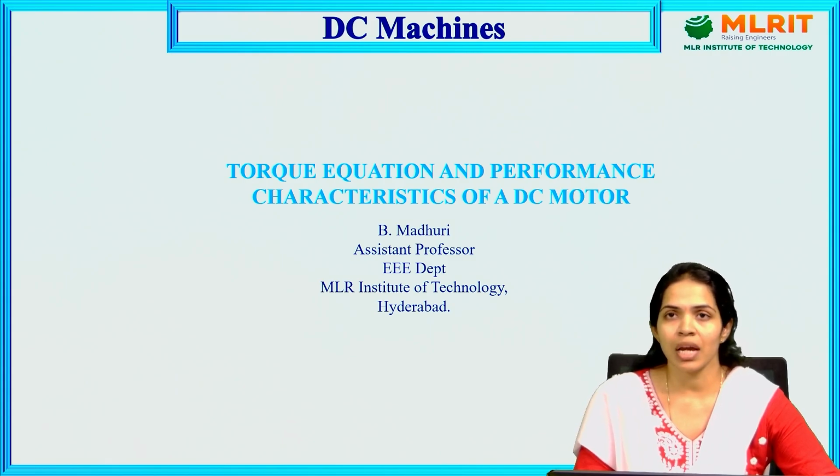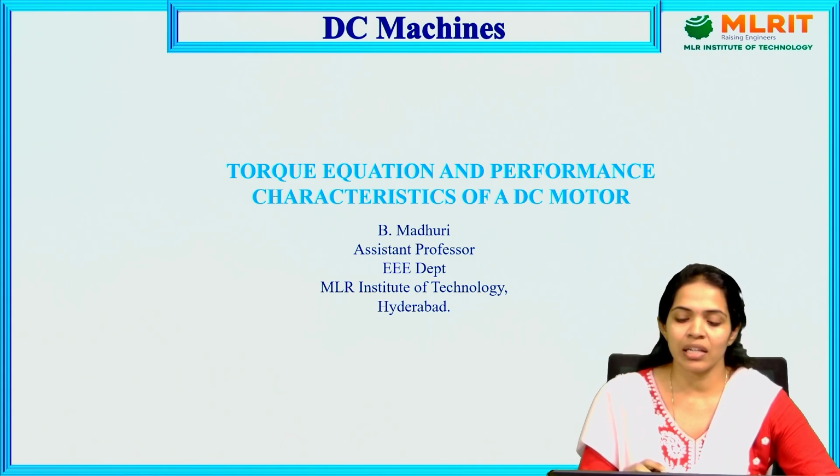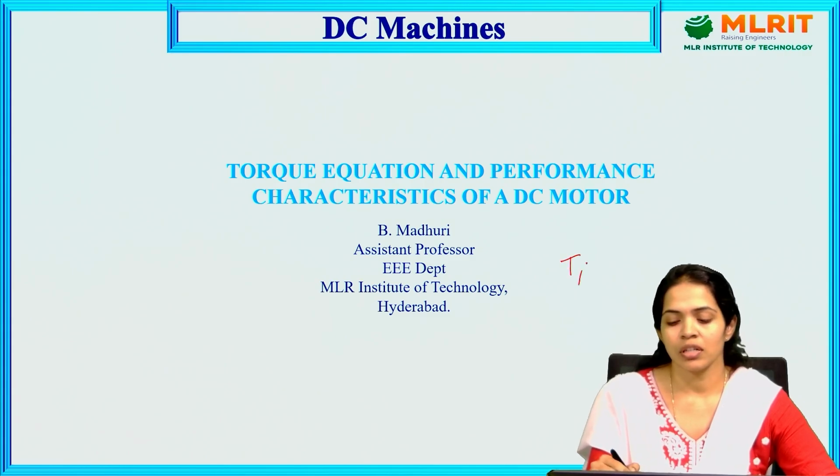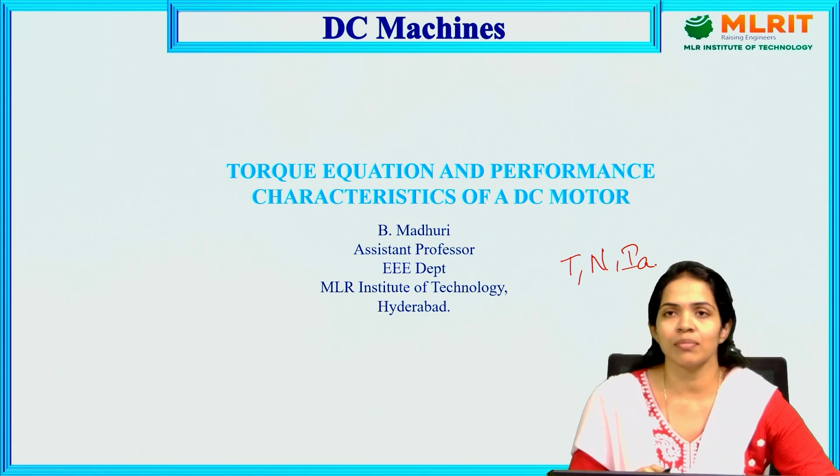The performance characteristics of DC motor are basically drawn between the torque, speed and the armature current. So basically how these three terms are related, and how the characteristics vary, that is, with varying one factor, how the other factor varies, is going to be seen under the performance characteristics of DC motor. So moving on to the first slide.